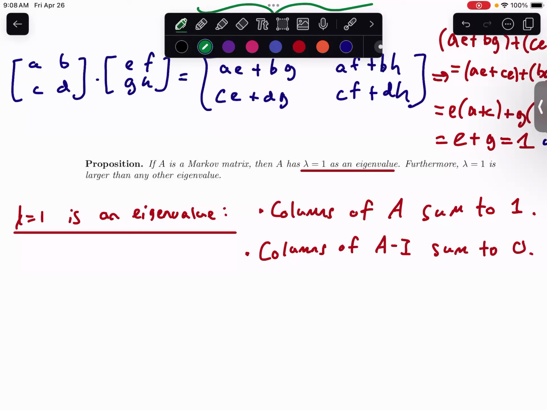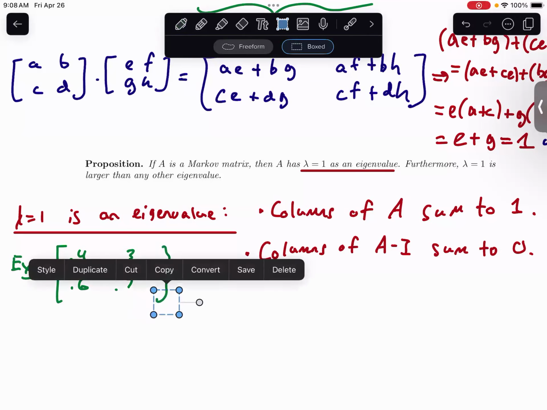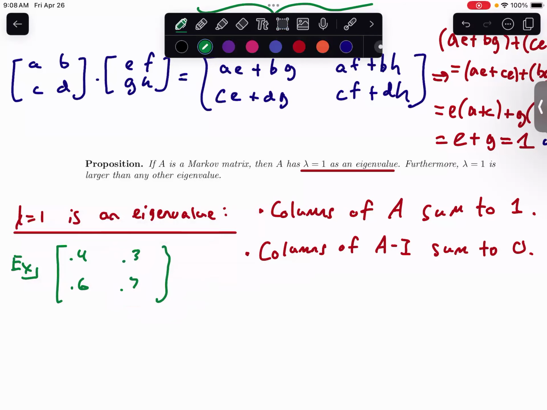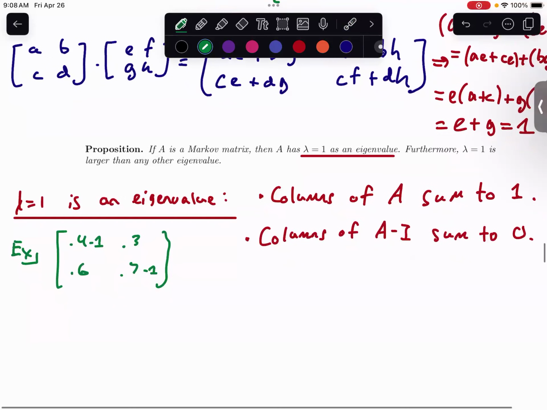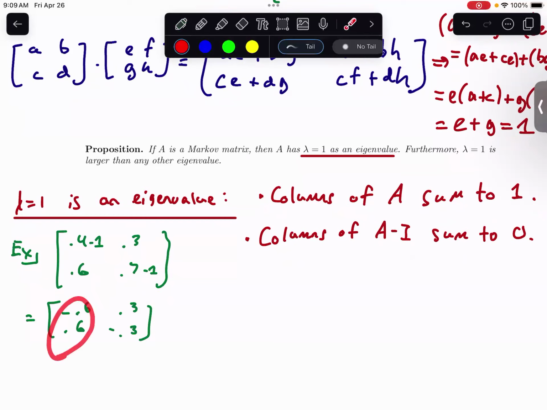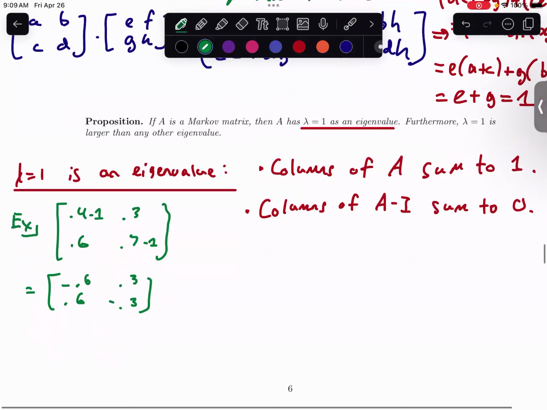Just as a quick example demonstrating this, and maybe it's clear already, if you have a Markov matrix like 0.4, 0.6, 0.3, 0.7, the sum of the entries of this column is 1, and the sum of this column is 1. If you were to subtract 1 along the diagonal, you would end up getting minus 0.6, 0.3, and then 0.6, minus 0.3, right? So now if you took the sum of the column entries, you would end up just getting 0. So that's what I'm saying here, right?